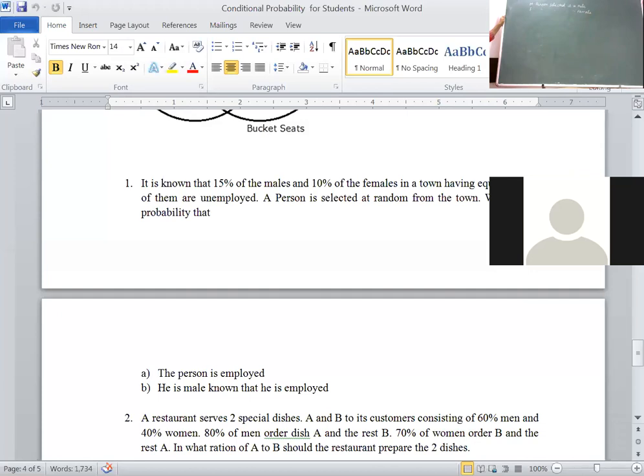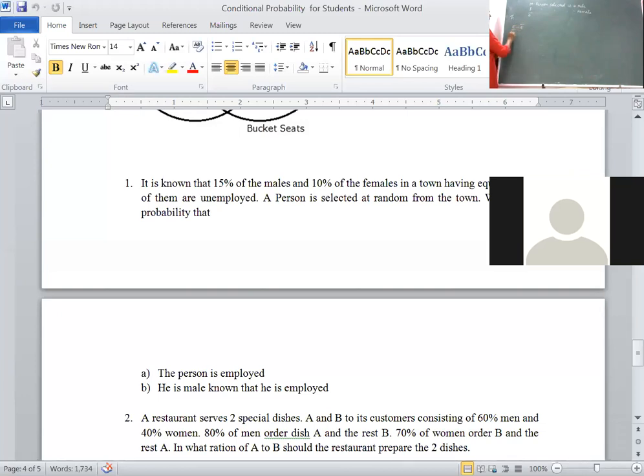Then the person selected is employed as well as unemployed. First, here I am taking A complement. What is A complement? The notation is A does not happen. I told the notations yesterday. If you remember, I told the notation of A union B, A intersection B, A bar intersection B bar, that is neither A nor B happens. Here A bar means A does not happen. Here the problem talks about employment as well as unemployment. If you consider E as employment, then E complement will become unemployment.